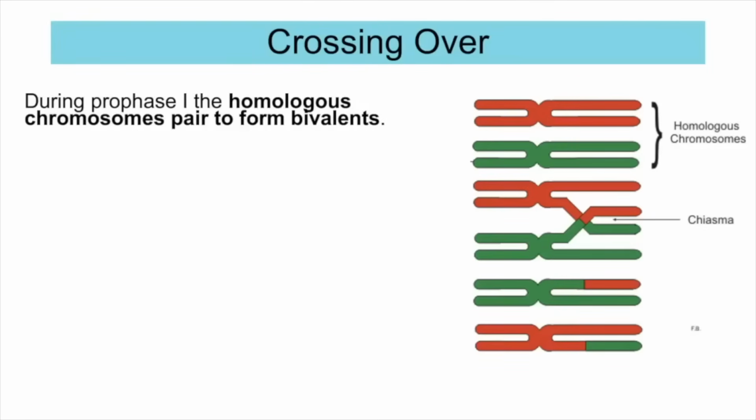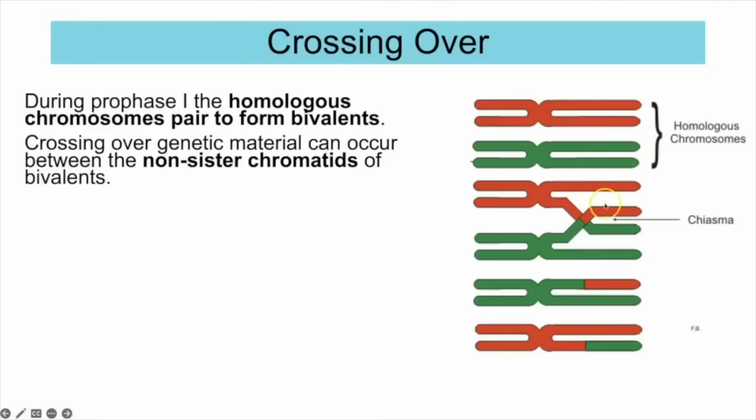During prophase 1, the homologous chromosomes pair to form bivalents. And by bivalent, we mean two homologous chromosomes next to each other. And that's what we can see here. We've got our homologous chromosomes represented as one in red, one in green. And they look like this X structure because the DNA is replicated. So we have two sister chromatids attached by a centromere to make a chromosome. And here is the homologous chromosome.